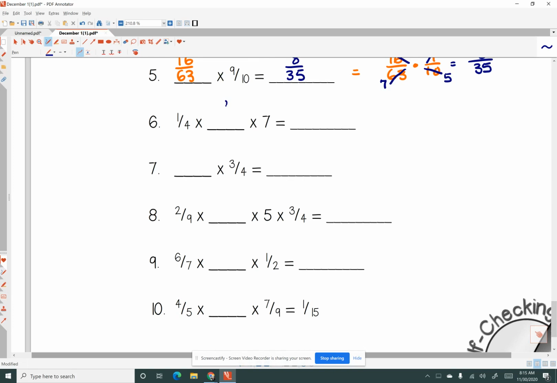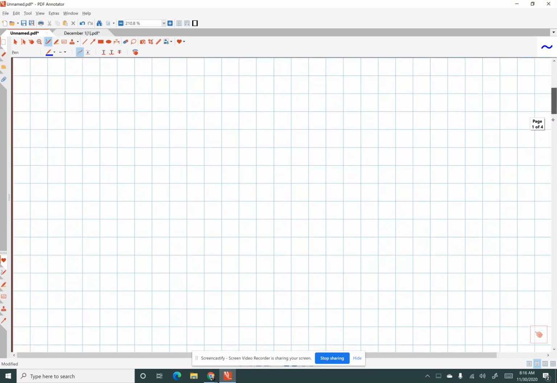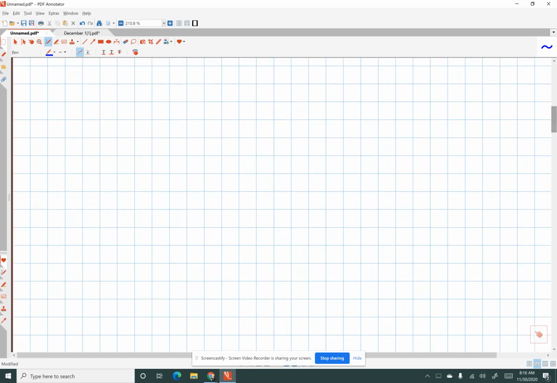And we'll put the 8 over 35 right there. And looks like we have 3 fractions to multiply together for number 6. So let's go ahead and get some fresh paper for that. And this is number 6, which is 1/4 times 8 over 35 times 7, and we will go ahead and put that 7 over 1.